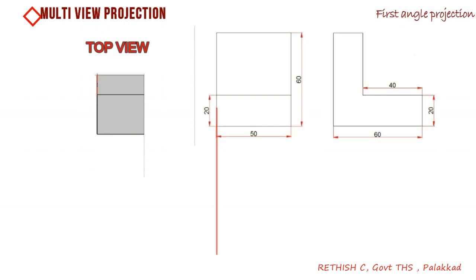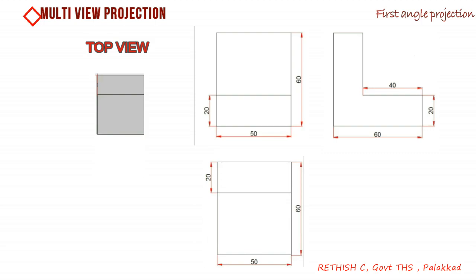As we know the top view will be below the front view, we can extend this line and, keeping a convenient distance, draw a horizontal line and complete the drawing with all the dimensions. Thus we can have the drawing like this. Then we have completed all of our views as per the question. If any dimension is missing, you have to give it, and we can name them as front view, left side view or LS view, and top view.